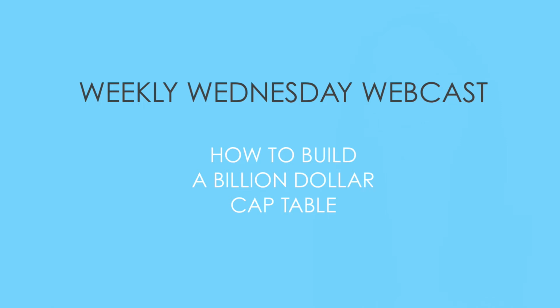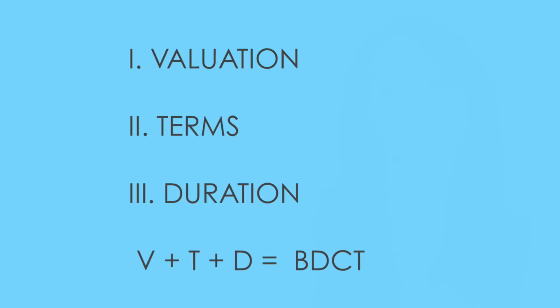Today I want to talk about how to build a billion-dollar cap table. So I want to cover 3 key points today. Number 1, our valuation. Number 2, our terms. And number 3, duration. So valuation, hopefully, is your valuation of your company going higher and higher. Terms, hopefully they are founder-friendly terms in your term sheet. And number 3, duration is how long it will typically take you to exit your company. So let's go ahead and dive right in.